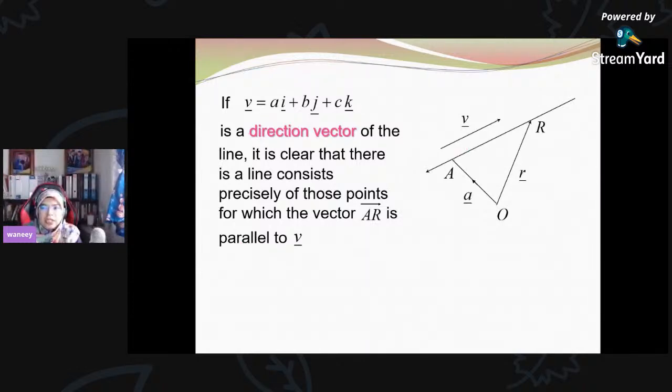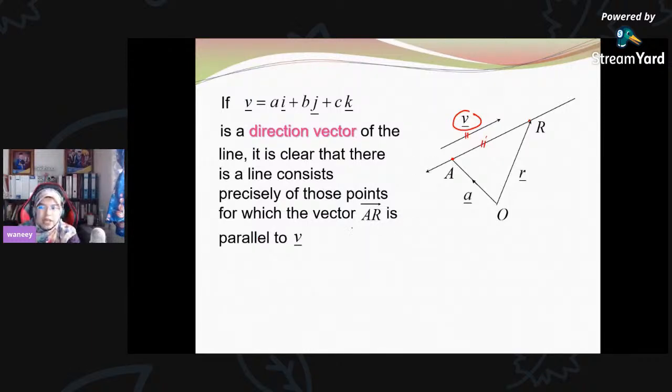Okay, so let's say this is A, this is V. So this is A, this is R. So V is a direction vector from A to R, and this vector is actually parallel to your line. So this one has to be parallel.